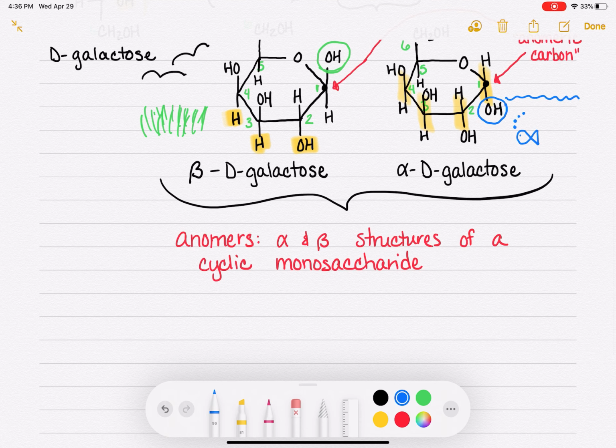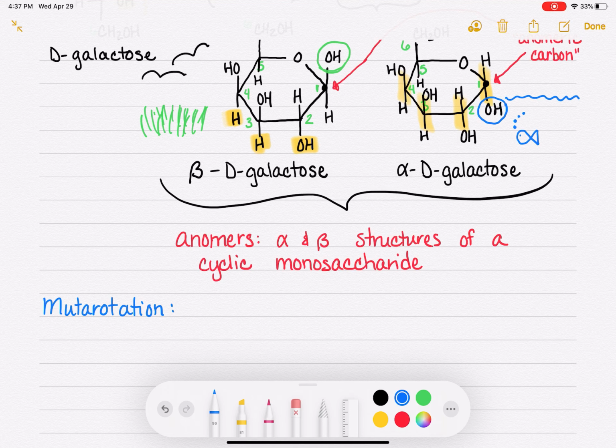In nature, the molecule, D-galactose in this case, is constantly switching back and forth between the alpha and the beta anomer. So it'll be closed up as the alpha anomer, and then it will open itself up to a straight chain and close itself back up again. And when it closes up again, maybe it turns into the beta anomer, and then it opens back up and closes back up again. So it's this constant opening and closing process that we call mutarotation.